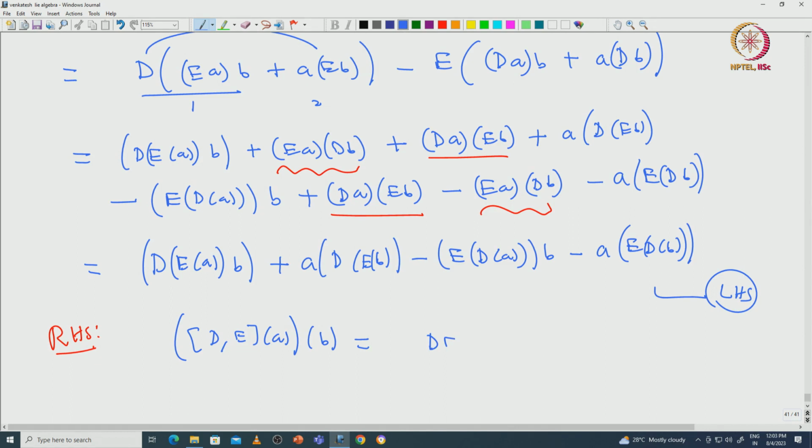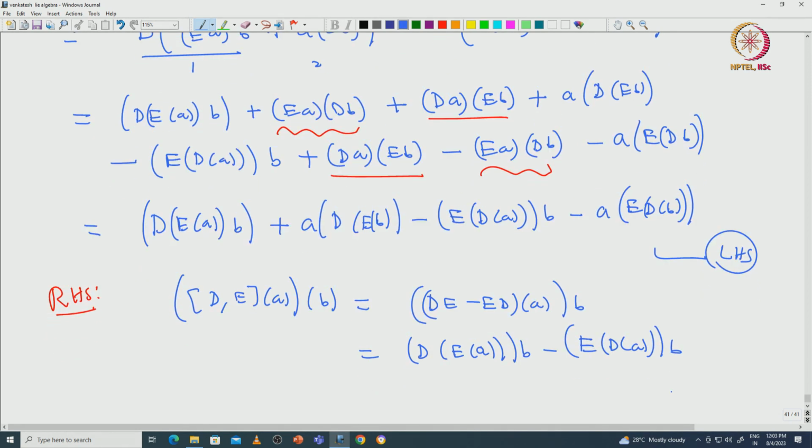So, this is nothing but dE minus Ed acting on A and then B, which is d of E of A and then B minus E of d of A times B. Similarly, A times bracket dE acting on B. Then you get A times d of E of B. Okay, let us not jump, let us just do it step by step.